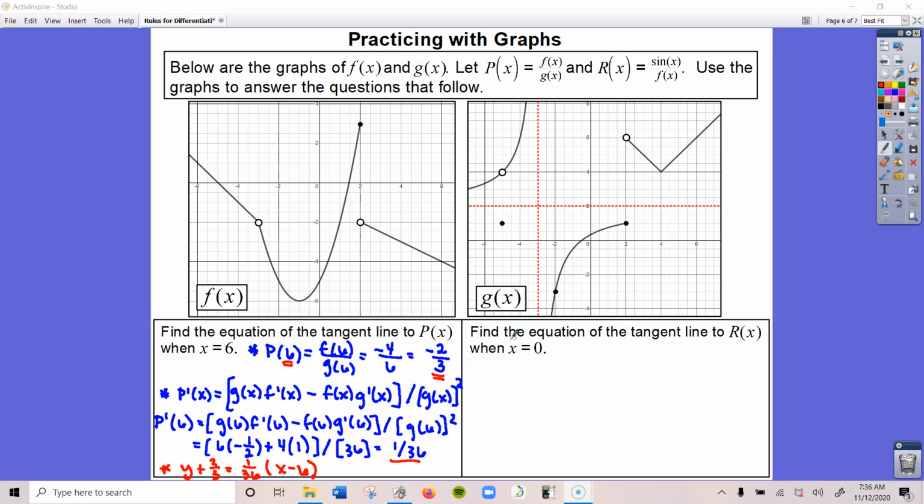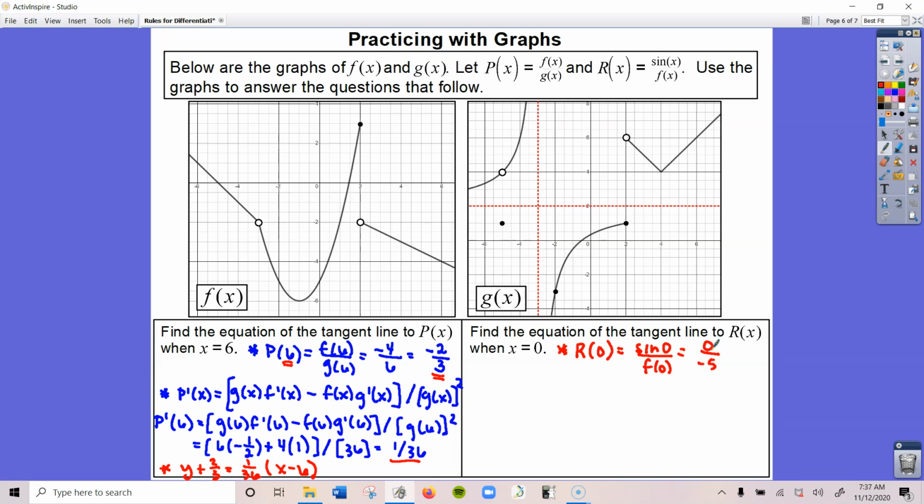Moving on to this next question, find the equation of the tangent line to r of x when x is equal to 0. So here we go. First, like we did before, we need the point of tangency. So I need r of 0. So I come here and I look at my function, which is sine of 0 over f of 0. Now sine of 0 is 0. And f of 0, if I look here, is negative 5.